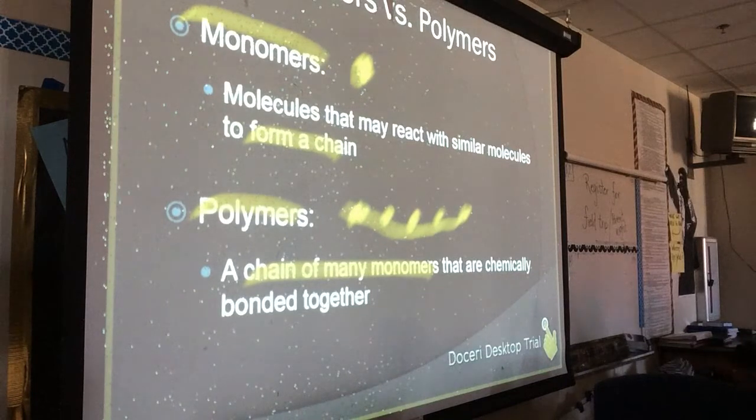So a monomer is usually one. A polymer, the prefix poly means many. So that's a lot of those dots lined up to form a chain. So it's the pearl versus the whole pearl necklace.